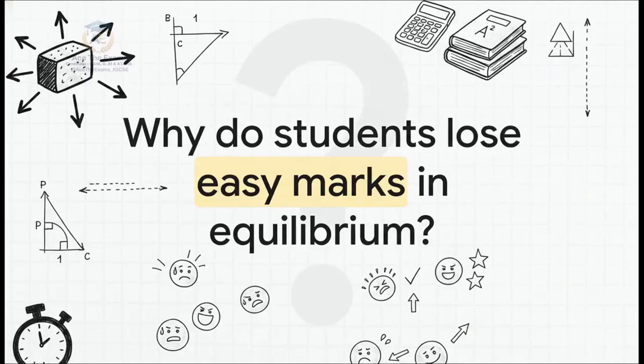I want you to consider something for a second. Why is it that students who clearly know the underlying math, the ones who have memorized all the formulas, still lose the easiest marks when resolving forces and calculating resultants? Honestly, it's one of the most frustrating things an exam candidate can experience. You put in the hours, you know for a fact that equilibrium means the net force equals 0, but then the final score doesn't reflect your effort at all. Well, today, we are going to fix that.